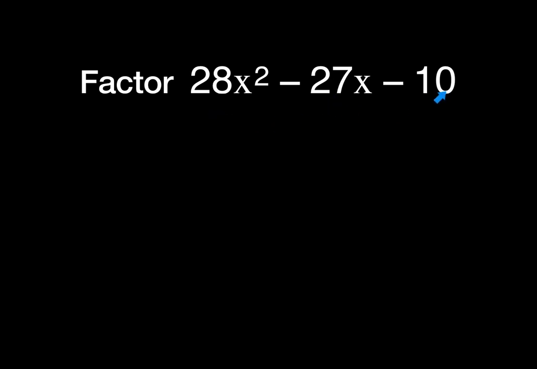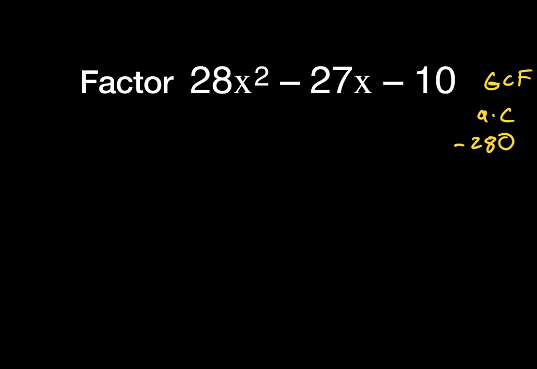That makes it harder. So then, if there's no GCF, we're going to really jog our memory: factor by grouping. A times C will be 28 times negative 10, which is negative 280. I need to think of factors, two things that multiply to negative 280 that might add to negative 27. So one is positive and one is negative. The larger of the two numbers is going to have to be negative because it has to add to negative 27.